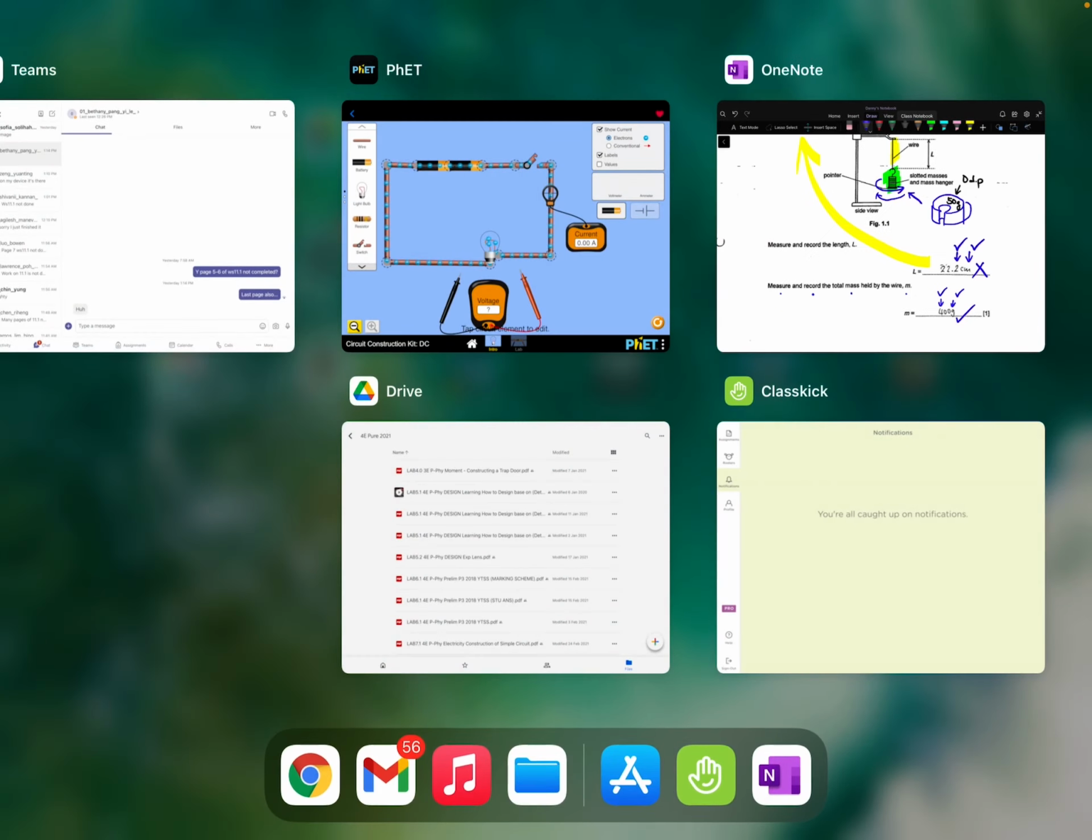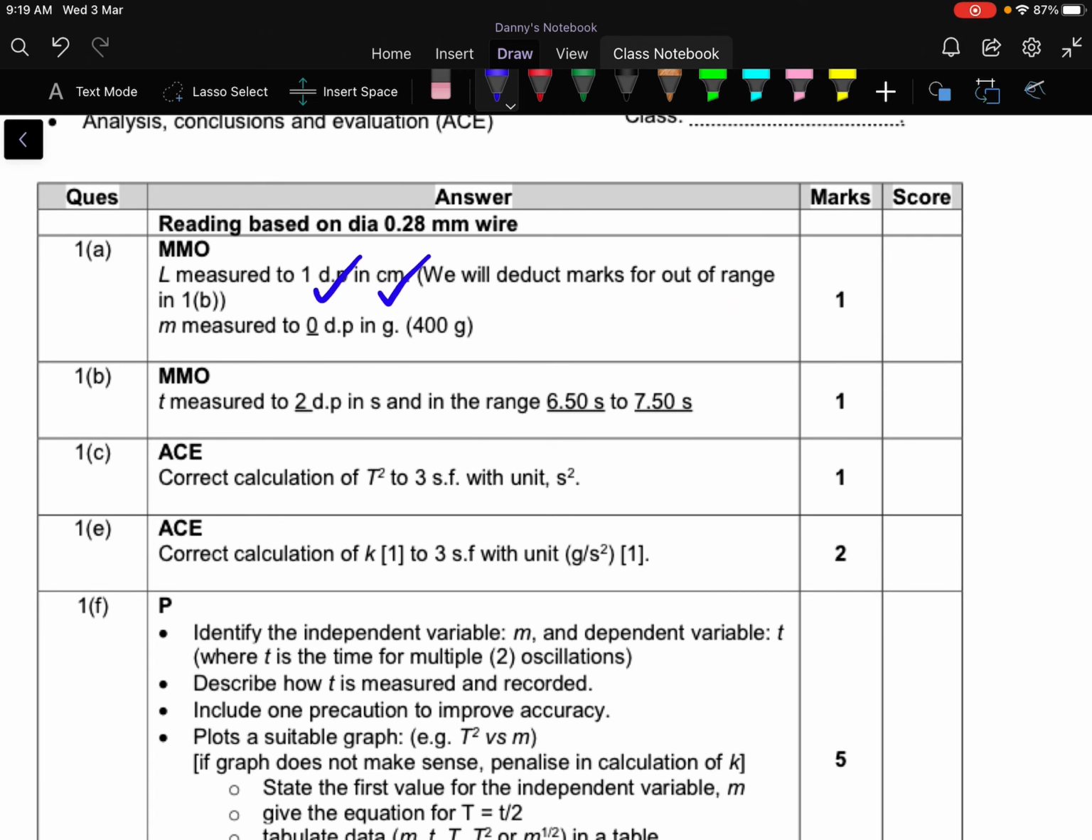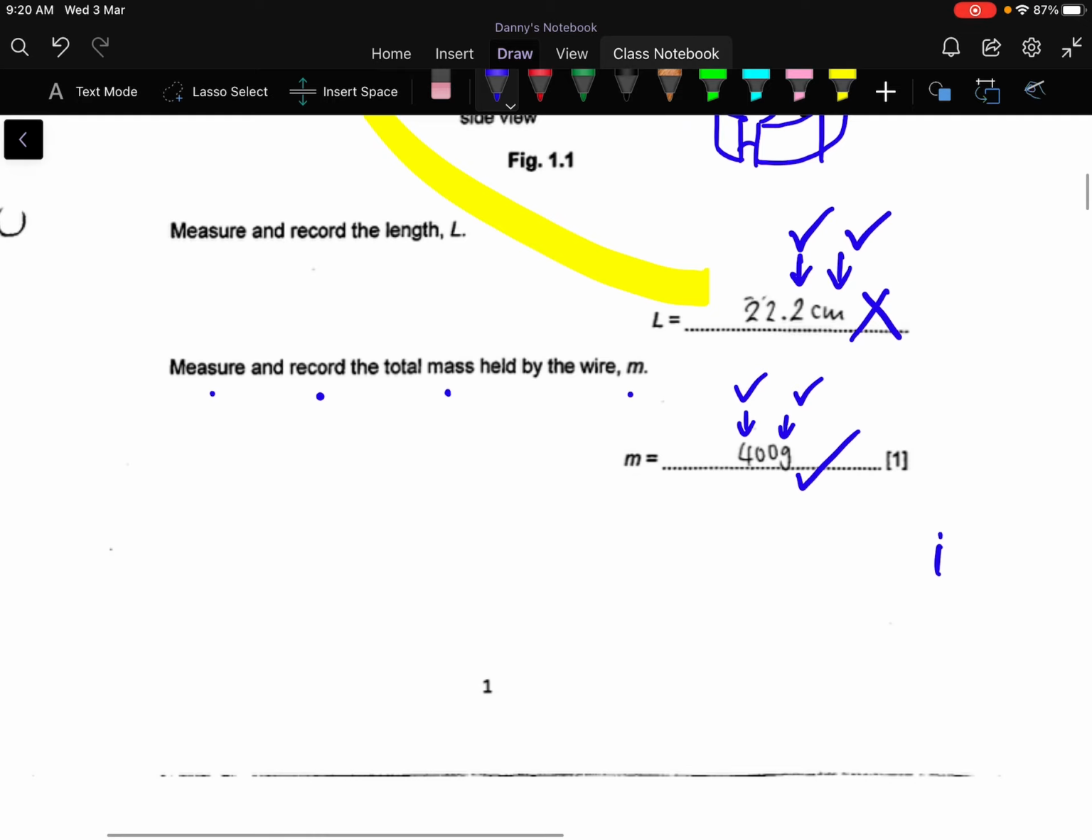So let's take a look at the marking scheme. Like I said, 0 dp in gram, 400 grams. So she will get the full 1 mark here. Down here you will record down your mark, and then down here you can make a marking for easy reference.